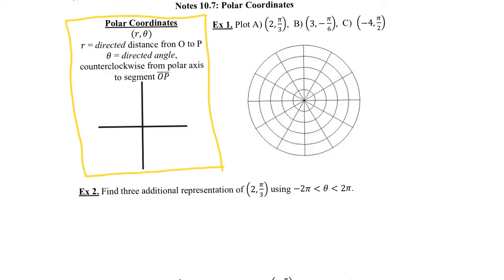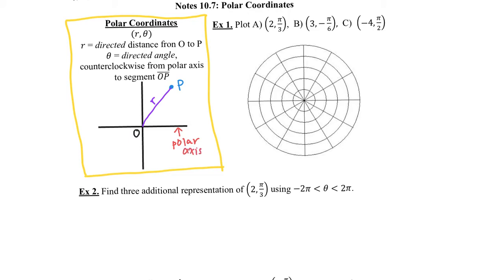Let me pick a point. I'm going to randomly place a point. I'm just putting it in quadrant 1 because it's easy. R is the directed distance from O to P. When they say O, they're talking about the origin. So the directed distance R is from here to here. Theta is the directed angle counterclockwise from the polar axis to segment OP. The polar axis is this one right here.